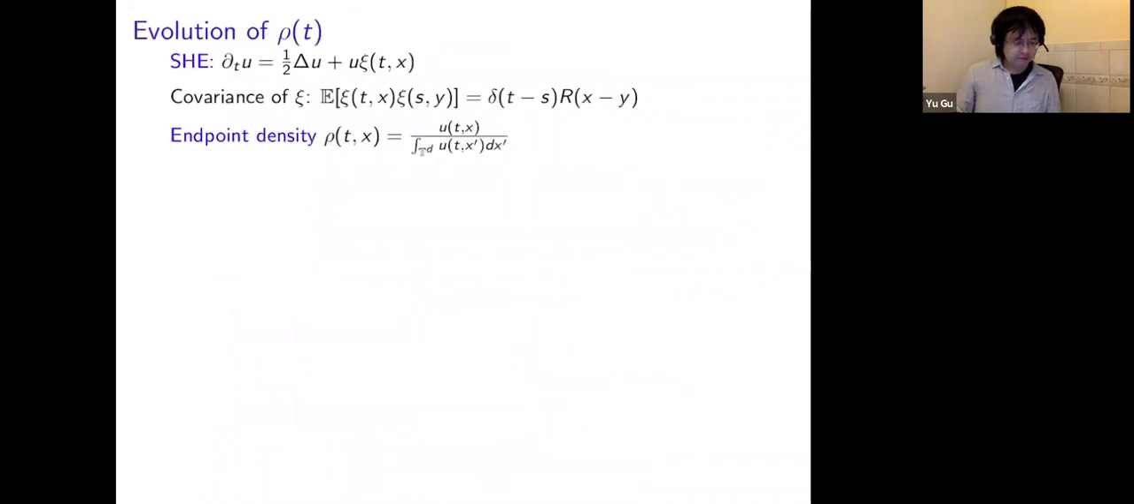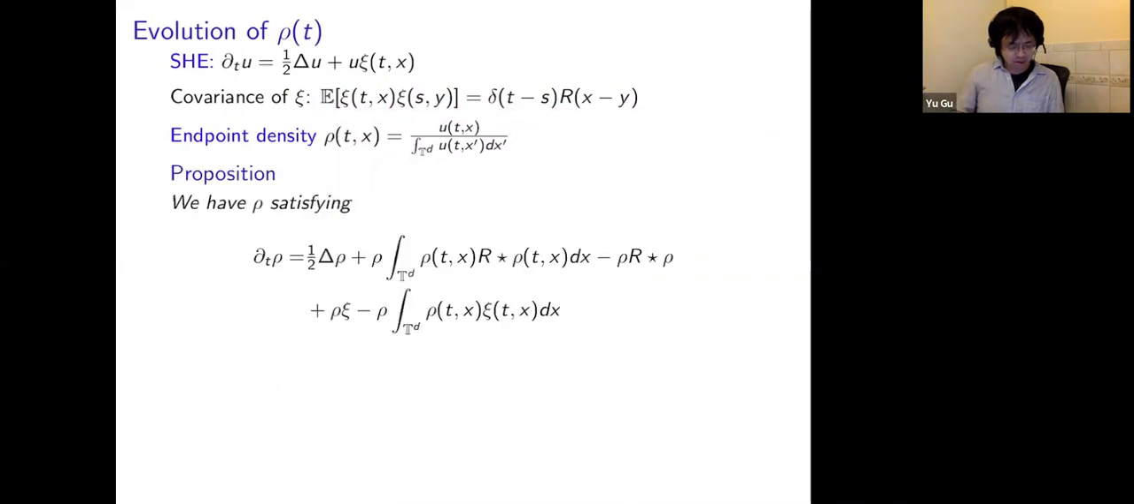So I'll first look at the evolution of this rho. I look at this SHE, and I'm assuming that I have this current function, and rho is just this normalized U. Then what we can show is that rho satisfies this non-local, non-linear SPDE. Just apply Itô formula, basically, and you get this equation.